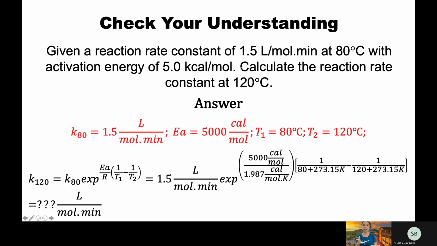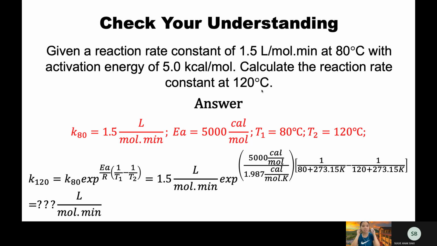Okay, so this is one example. Let us try one example. Okay, in this example, given a reaction rate constant 1.5 at 80 Celsius with activation energy 5 kilocalorie per mole. So the question says, at temperature 80, T1 is 80 Celsius, K1 is 1.5. So K1 1.5, T1 80 Celsius, EA 5 kilocalorie per mole. Okay, so that is EA. They want us to find K, reaction rate constant, at 120 Celsius. So T2 is 120, K1 1.5, T1 80, T2 120, what is K2?